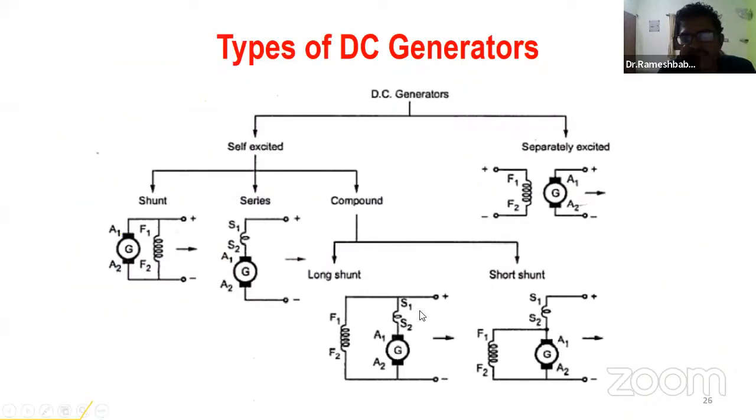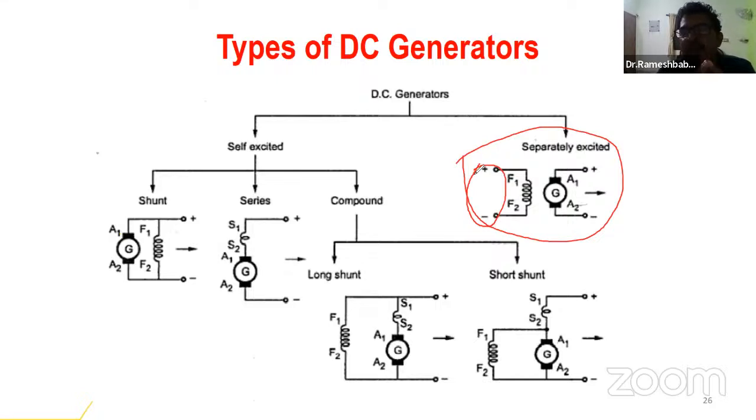First you see this diagram, separately excited generator. Here the field winding. Excitation is nothing but how the field winding is energized. Based on that only, excitation is discussed. Here the field winding F1, F2 is energized by a separate DC source. See here, a separate DC source is connected. So it is called separately excited DC generator.